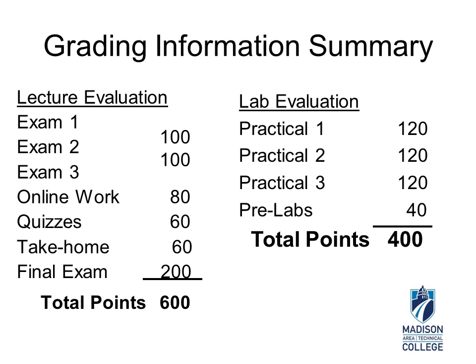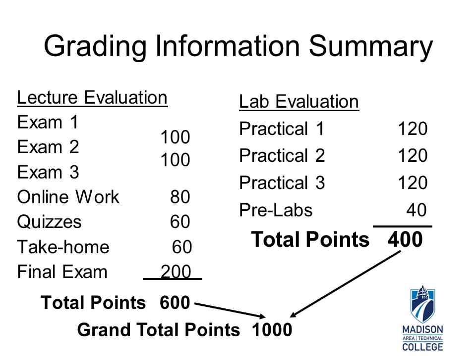Your lab will be responsible for the remaining 400 points, or 40%. You will have 3 practicals, each worth 120 points, and your pre-labs collectively will be worth 40 points. So 600 points from lecture, 400 points from lab, gives you a grand total of 1,000 total points.